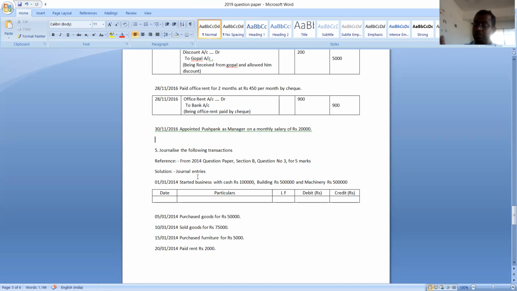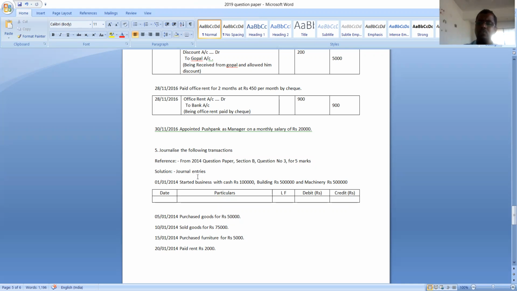Please, while solving problems on journal, you should sit with notes on classification of accounts and notes on golden rules of accounting, at least for a few problems. Then only you can connect the things, and you should follow all the steps. You should analyze the transaction. Analyzing the transaction means you should find out two accounts in that transaction.